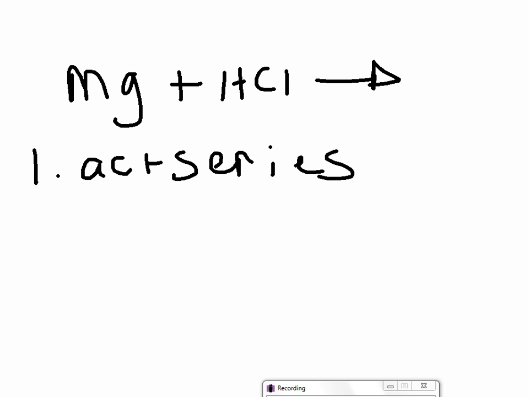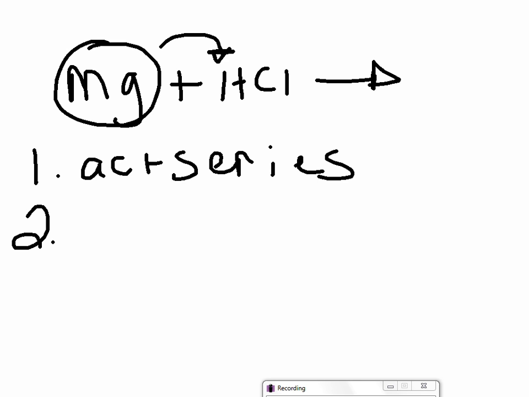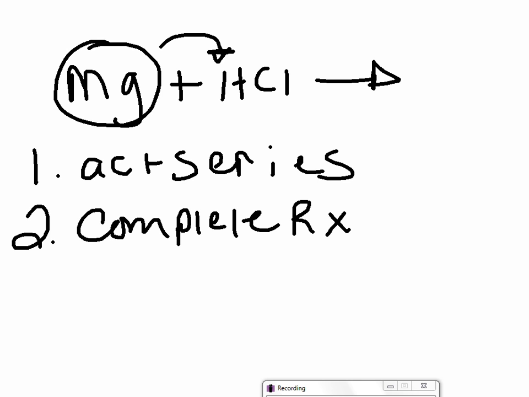Will the free element want to replace the element in the front of that compound? Will it happen? And the answer is yes. Step 2, complete the reaction. On the other side, magnesium is going to replace the hydrogen to make magnesium chloride, and we're going to get hydrogen.